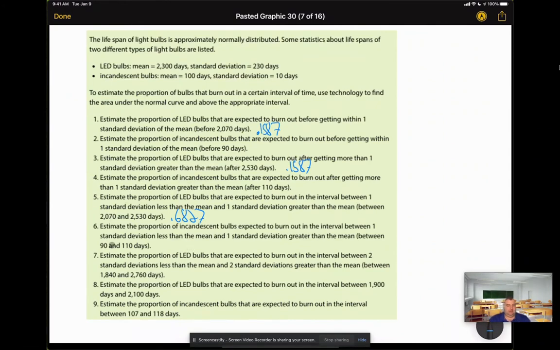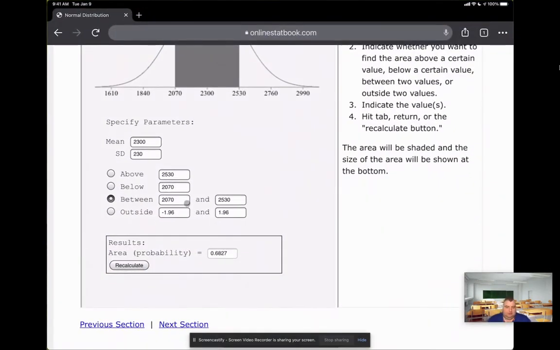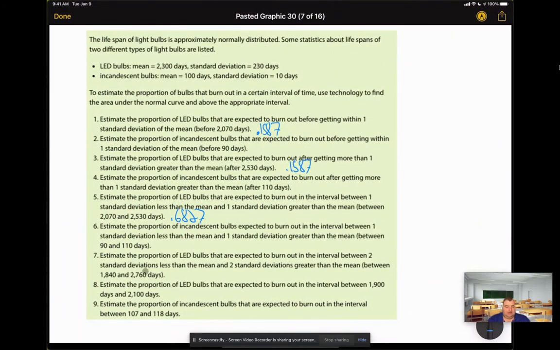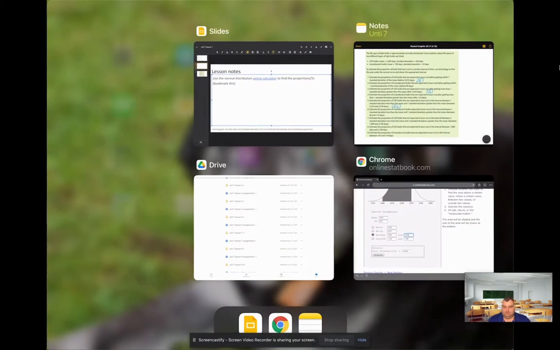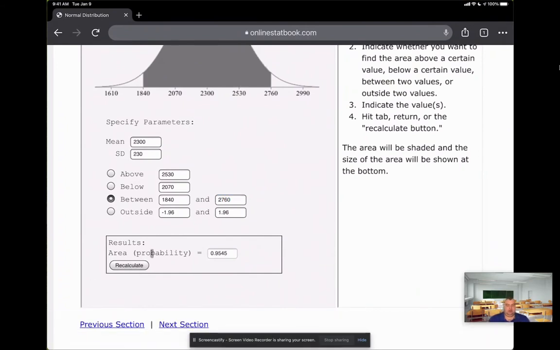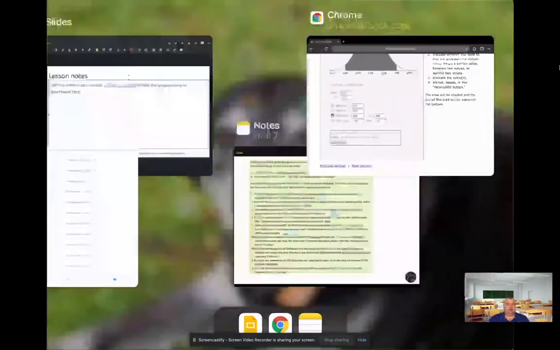Okay. The next LED bulb is number 7. So estimate the proportion of LED bulbs that are expected to burn out in the interval between 2 standard deviations less than the mean and 2 standard deviations greater than the mean. In other words, between 1,840 and 2,760. So same mean, same standard deviation, but it's going to be between 1,840 and 2,760. Okay. And I'm just going to recalculate again. And I get an answer of 0.9545.